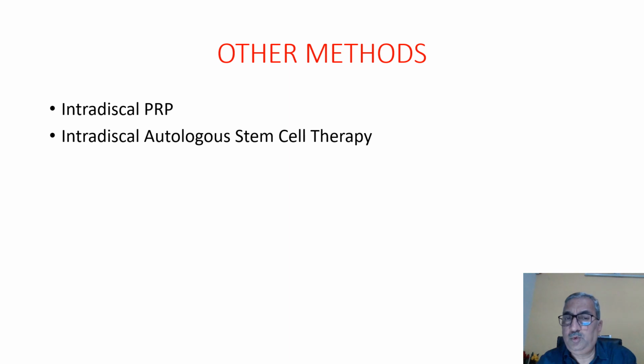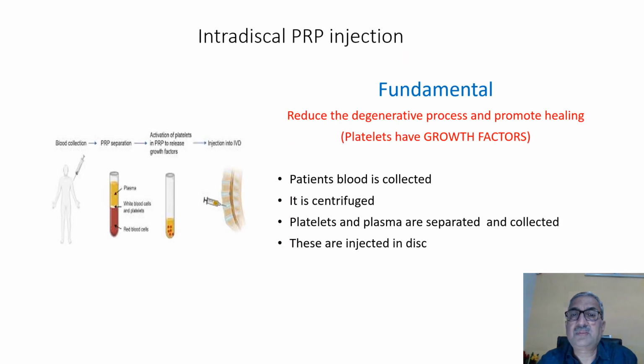As I mentioned, there are a few other methods like intradiscal platelet-rich plasma and intradiscal autologous stem cell therapy. In intradiscal platelet-rich plasma, the patient's blood is collected, the plasma and platelets are separated, and they are injected into the disc. The whole idea is to reduce the degenerative process and promote healing because platelets have growth factors.